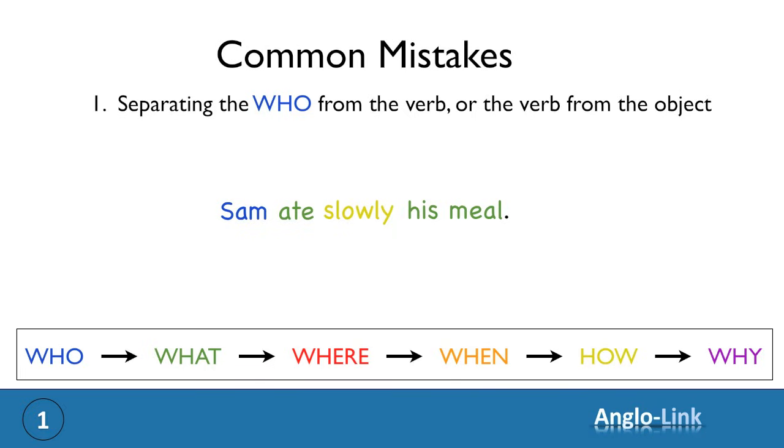Ate and his meal are both parts of the element what, and they should stay together. So let's move slowly to where it belongs. Sam ate his meal slowly.